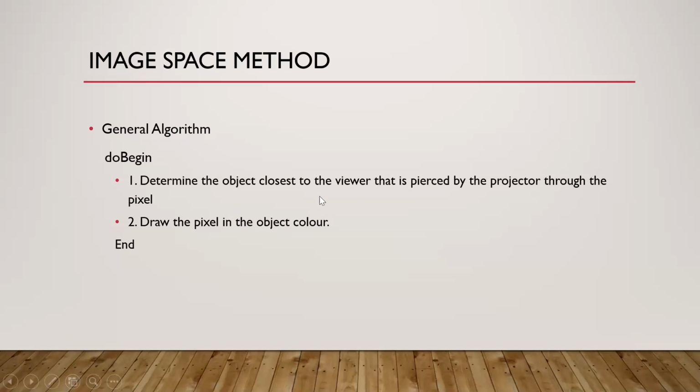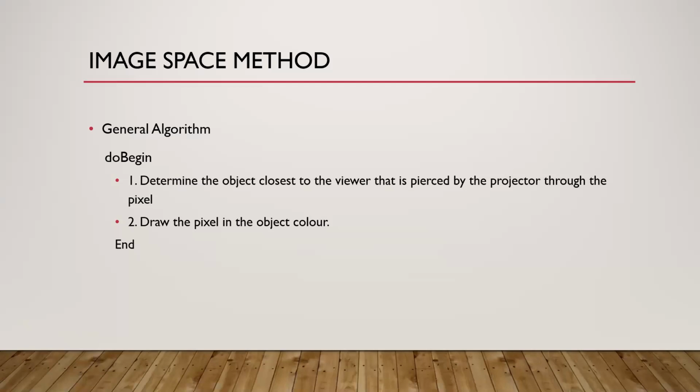A pixel will have an x coordinate, y coordinate, and z coordinate, where x gives you the width, y gives you the height, and z gives you the depth of an object. So if the z coordinate of any pixel point is nearer to the viewer, that particular pixel is going to be colored. So that is the general algorithm which is going to be used behind the image space method.